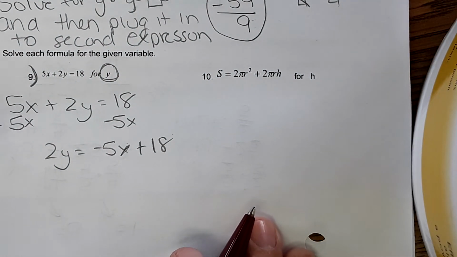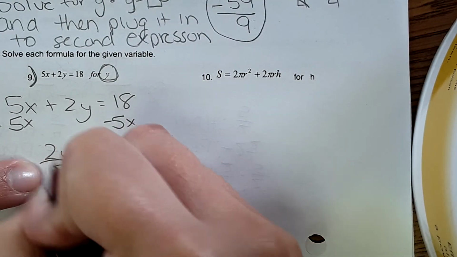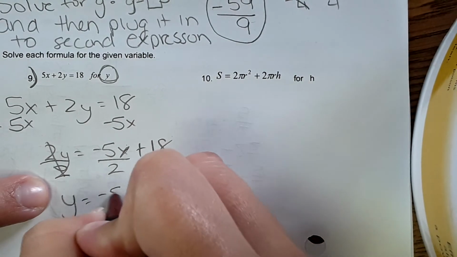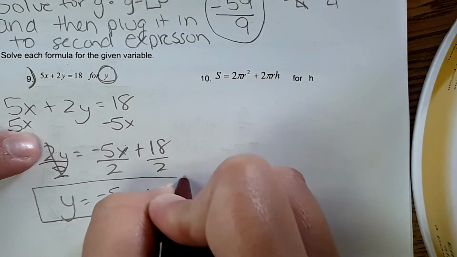We're almost there. We just need to get y by itself. Divide both sides by 2. So divide all this by 2. Then we get y equals negative 5 halves x plus 9. And that is our answer.